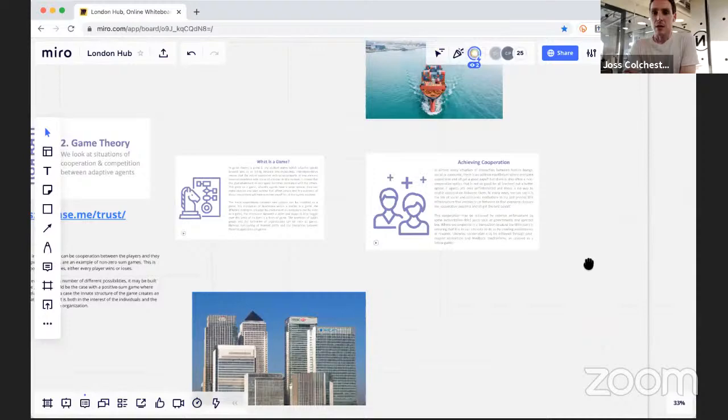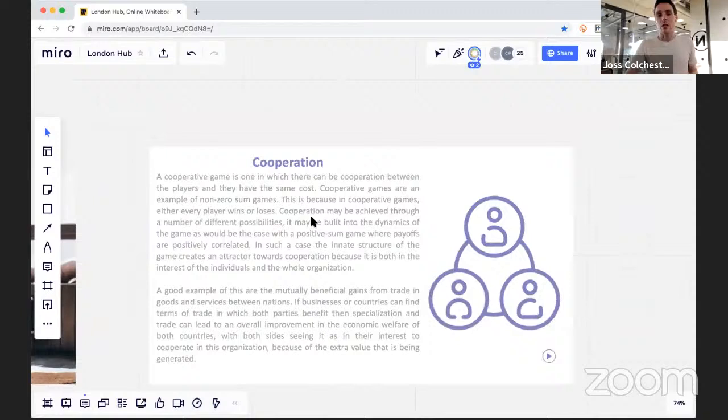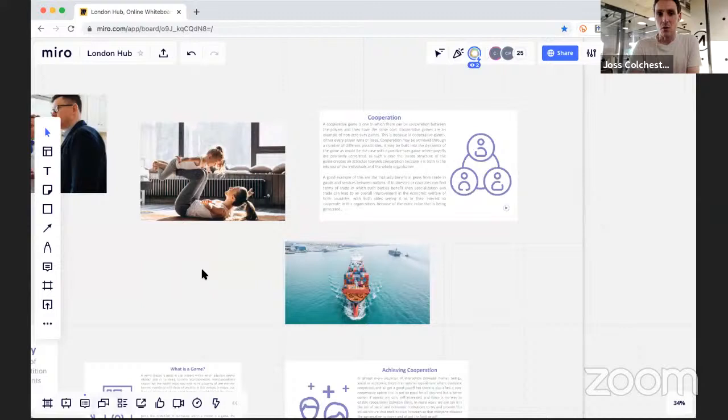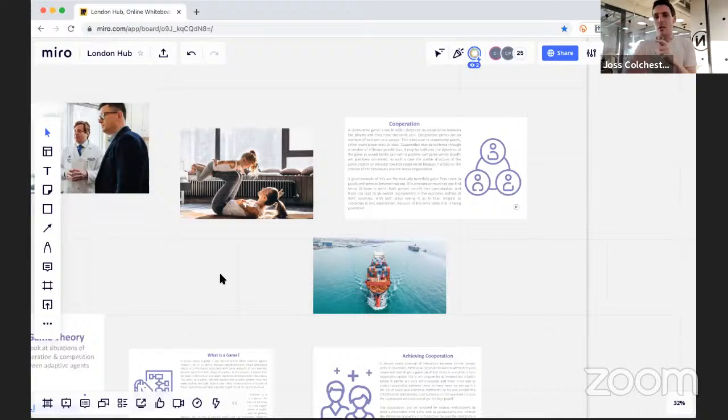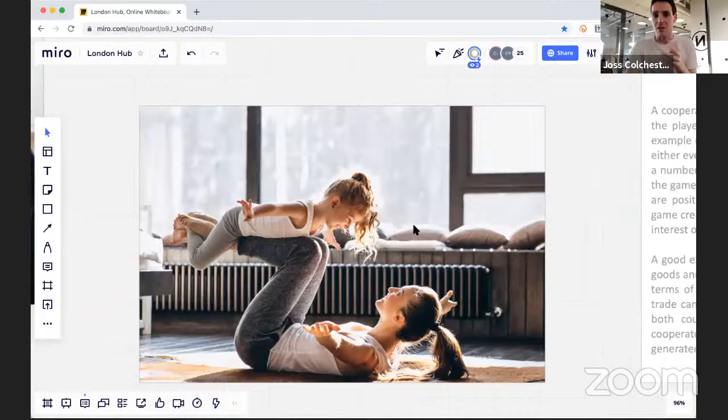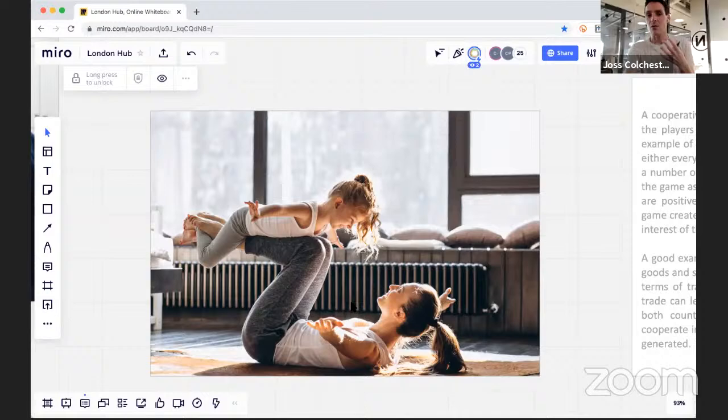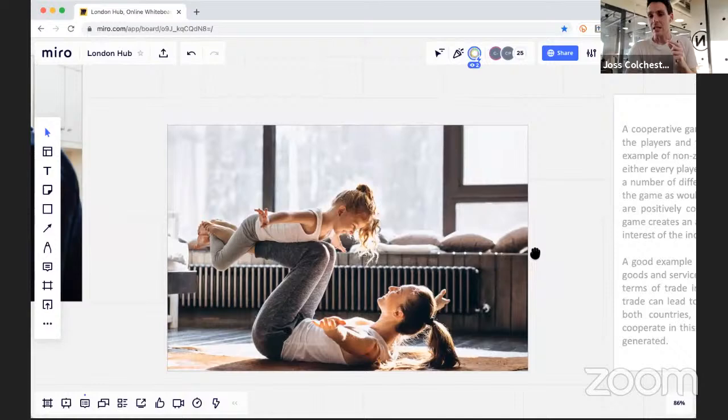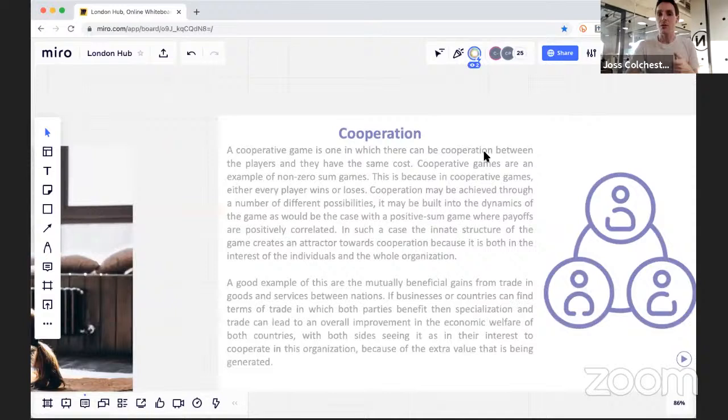A cooperative game is one in which there can be cooperation between the players and they have the same cost. So all are winning or losing together is kind of the idea. In a non-cooperative game, some people are winning and other people are losing. In this game, they're in it together, right? If the child suffers a lot, the parent is going to suffer a lot. If the child is successful and does well, the parent is going to experience that also. So they're in a game that incentivizes towards cooperation. Their costs are intimately connected to each other. Cooperative games are an example of non-zero-sum games. This is because in cooperative games, either every player wins or loses.